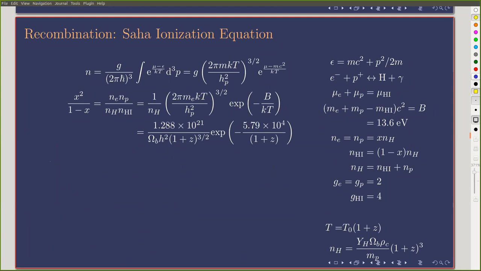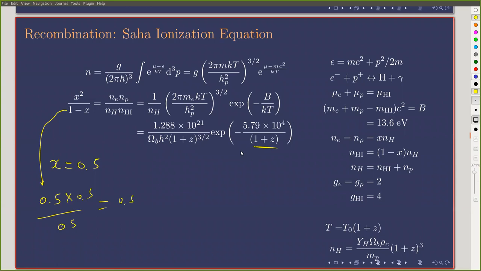And finally, we can put x equals 0.5. So then this thing also turns out to be 0.5. So it's basically 0.5, 0.5. And putting all the rest of the values, we get an equation which is a function of z.